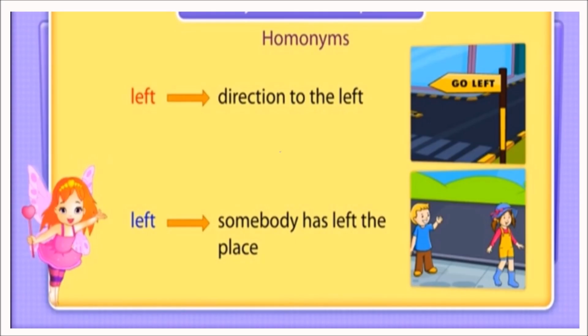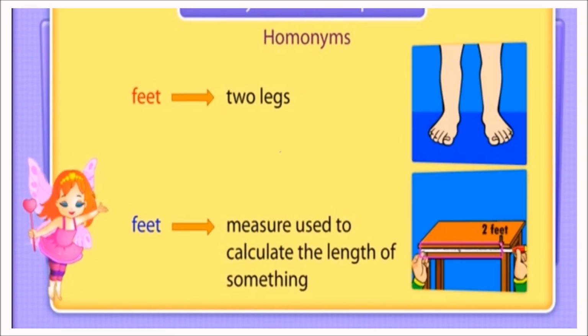Next we have left. The first left means direction to the left, while the second left means somebody has left the place. Next we have feet, feet. The first feet means two legs, while the second feet means a measure used to calculate the length of something.